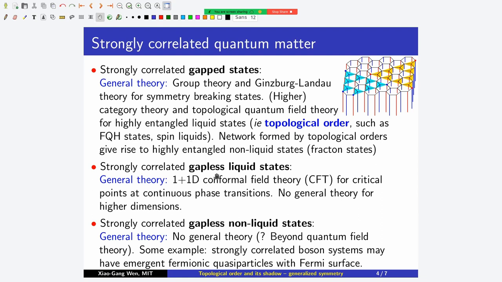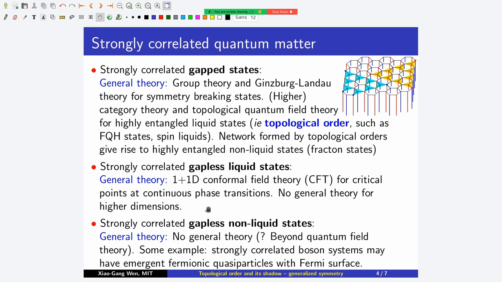Then we have the strongly correlated gapless states. The typical example is a 1+1 dimensional conformal field theory, describing the critical point at a continuous phase transition. But here we really have very poor knowledge in higher dimensions. In higher dimensions, we don't have a general theory. And I may be asked: we have quantum field theory in any dimension, so why doesn't it describe a gapless state? Why do we say we don't have a general theory?